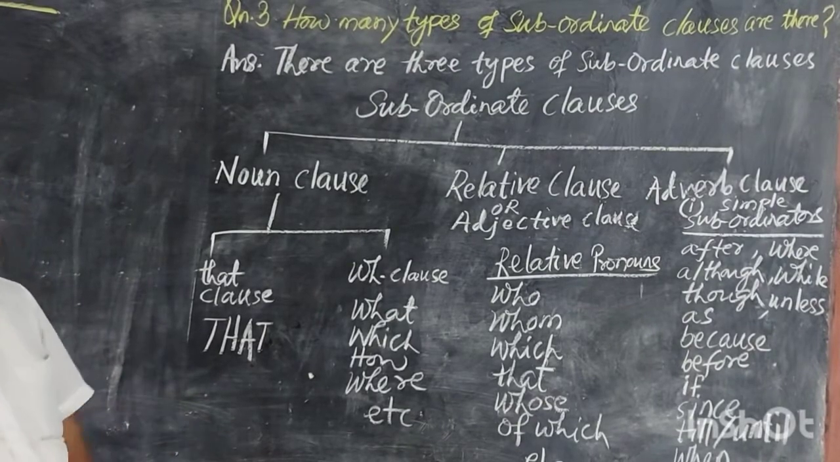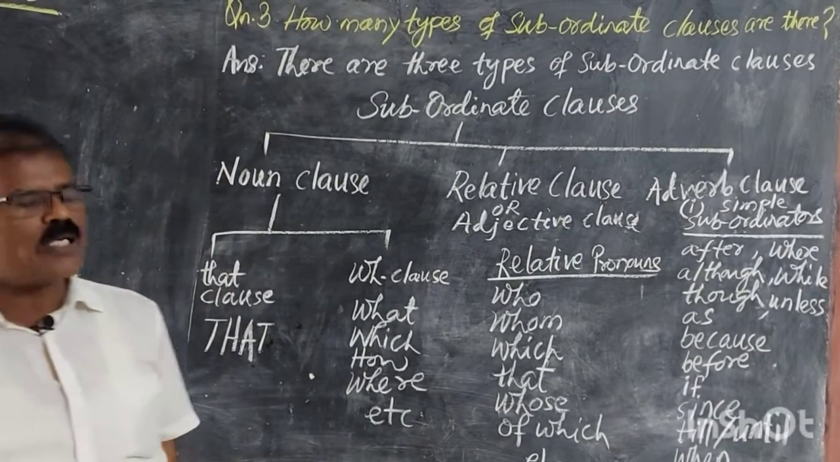Now the question arises, how many types of subordinate clauses are there?